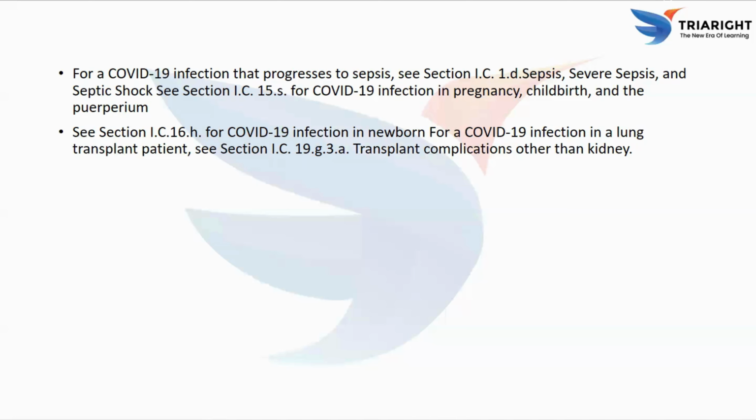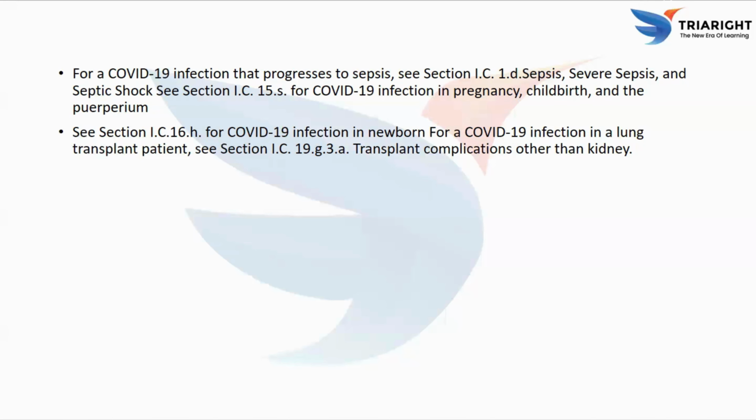So next, what is the coding order for COVID-19 in a lung transplant patient? Transplant complications other than the kidney. COVID-19 infection in a transplant patient is treated as a transplant complication. So for COVID-19 in a lung transplant patient, first you have to code the transplant complication code T86.81, then U07.1, then any specific COVID-related manifestation like pneumonia or respiratory failure. Why? Because transplant guidelines require that the transplant complication code is sequenced first when infection impacts the organ.